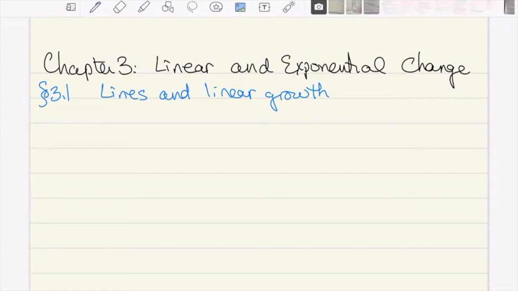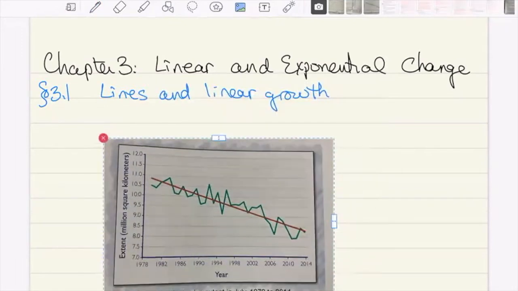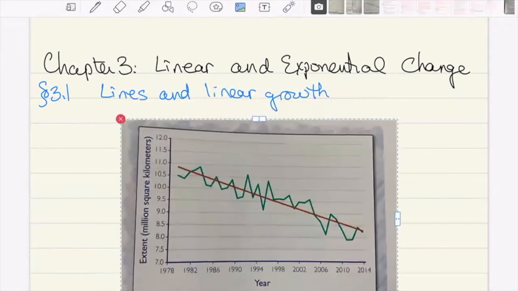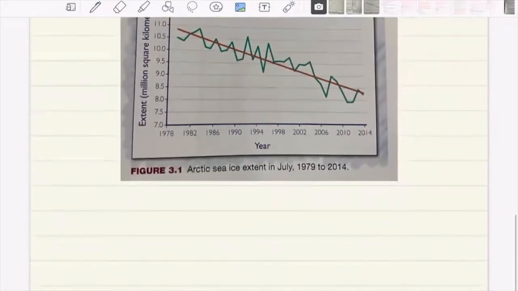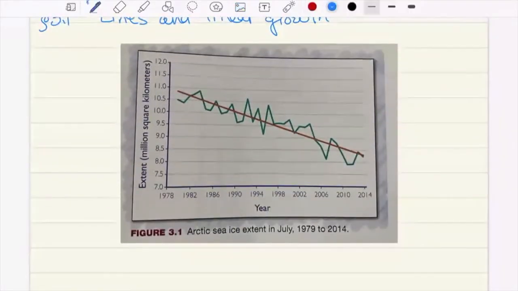I'm going to show you a picture of a graph. We've all seen something similar to this before. This specific graph shows the monthly ice extent declining from 1979 to 2014. So this is the ice extent right here, and this is the yearly axis, from 1979 to 2014.